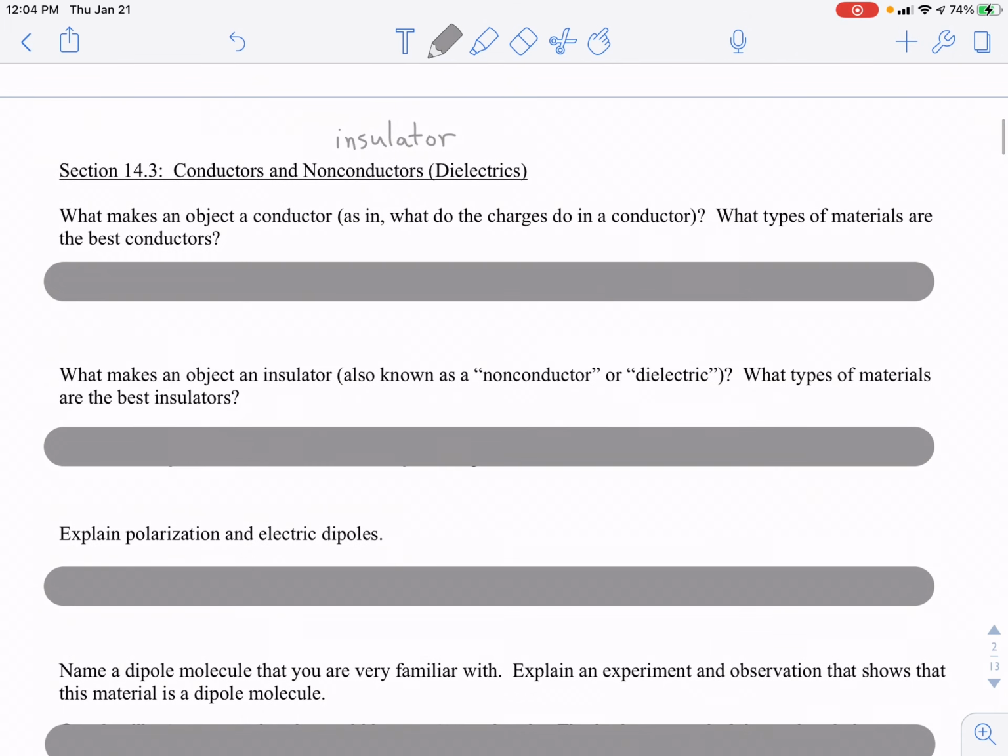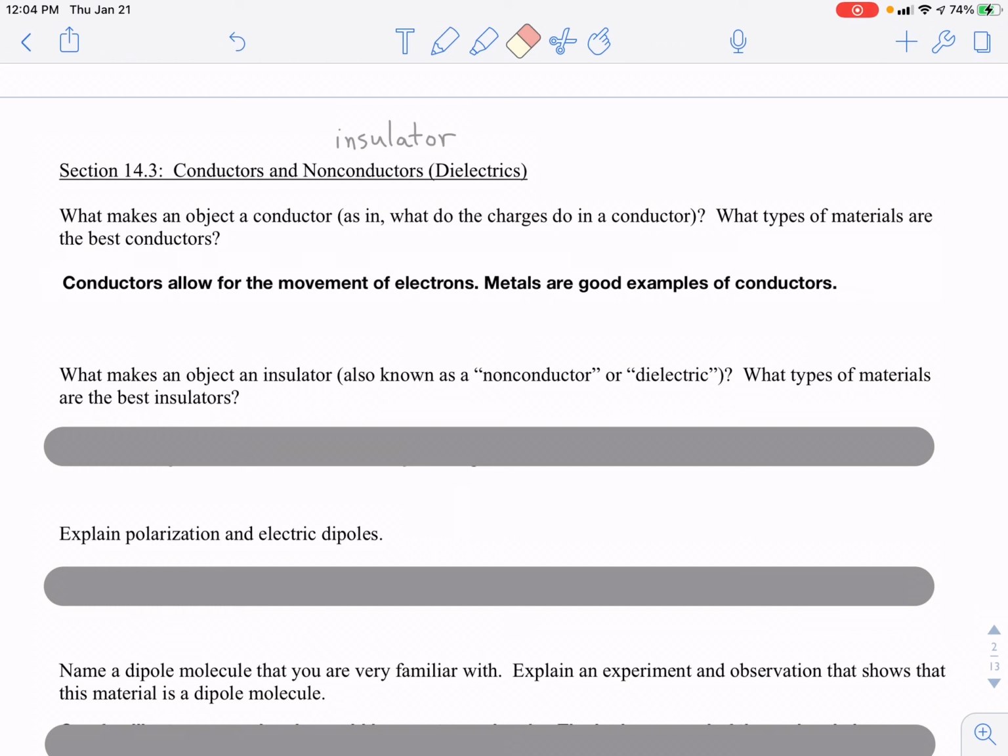What makes an object a conductor? As in, what do charges do in a conductor? What types of materials are the best conductors? Simply said, conductors allow for the free movement of electrons. Electrons have the ability to move throughout, from atom to atom, within a conducting source. Metals are, of course, good examples of conductors. Gold, copper, which is why those are used for wires. Copper is very cheap, which is why it's the most common form, and silver even. But metals are very good examples of conducting materials.